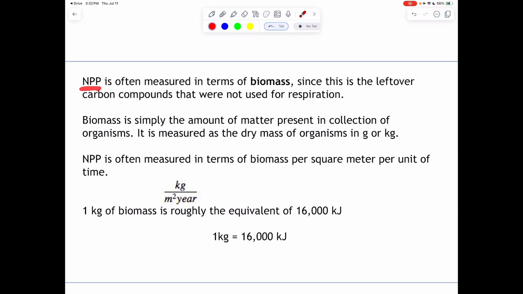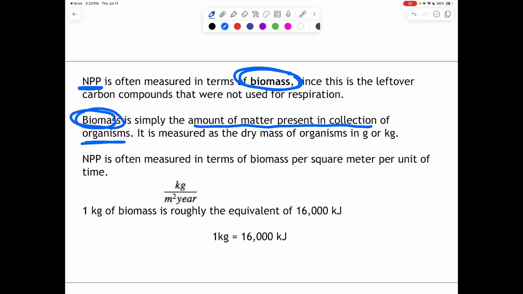Especially when we're talking about NPP, we are most often going to be looking at it in terms of biomass, because this is the leftover carbon compounds. This is the leftover sugars that were not used. So it's the amount of matter that is present in that collection of organisms that is what we call biomass. It's kind of like the dry mass of all the organic matter. We often are going to measure it in grams or kilograms.